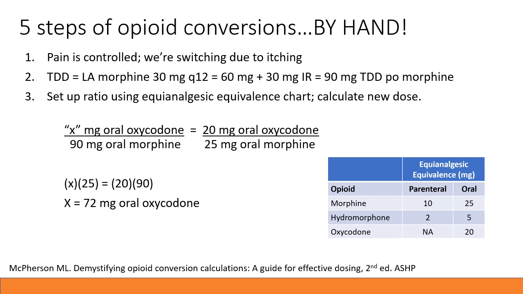So as you can see from the little box here, this is an equianalgesic chart looking at 3 of the most commonly used opioids that we do conversion calculations on. So everything in the parenteral column is sort of equal. So 10 milligrams of parenteral morphine gives you approximately the same clinical effect as 2 milligrams of parenteral hydromorphone or Dilaudid. If you go across a row, 10 milligrams of parenteral morphine is pretty much equivalent to 25 or maybe even 30 milligrams of oral morphine.